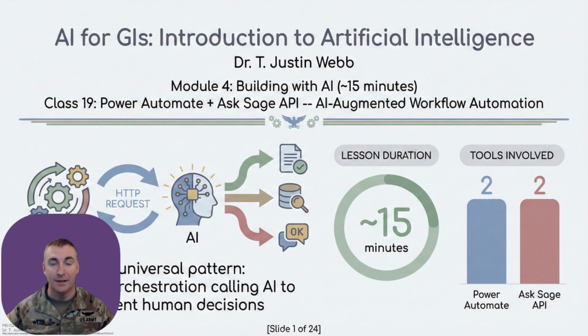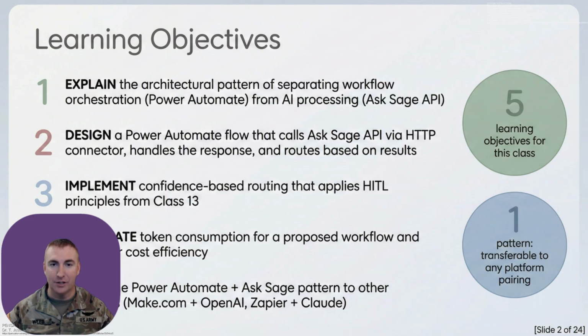Your S3 spends 80 hours a month reading, classifying, and routing reports by hand. One officer, 4 hours every morning before a single operational task gets touched. This class shows you how to cut that to 10 hours of review and reclaim 70 hours for actual mission work. You will build a complete Power Automate flow that calls the Ask Sage API, routes based on confidence, and transfers to any platform. I'm Dr. Justin Webb. Let's begin.